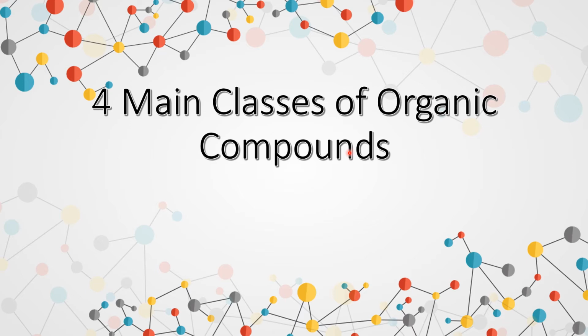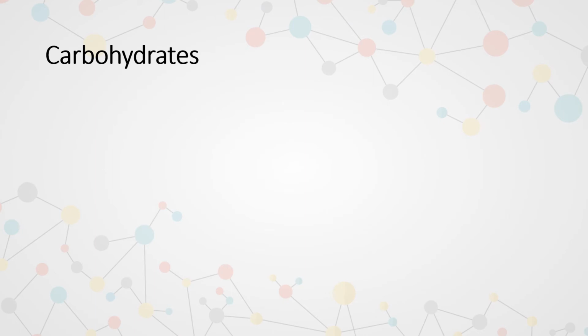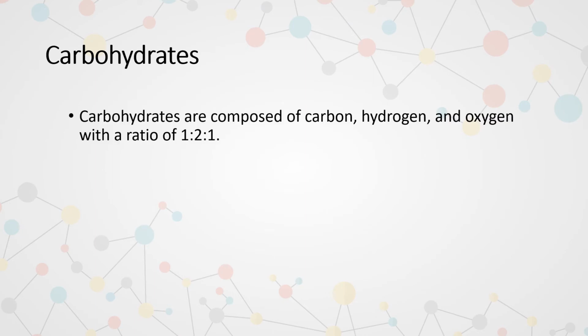So what are these four main classes of organic compounds? We have lipids or fats, we have nucleic acids, we have carbohydrates, and proteins. These are the four main classes or main groups of organic compounds. Let us first tackle carbohydrates. Carbohydrates are composed of carbon, hydrogen, and oxygen with a ratio of 1:2:1.